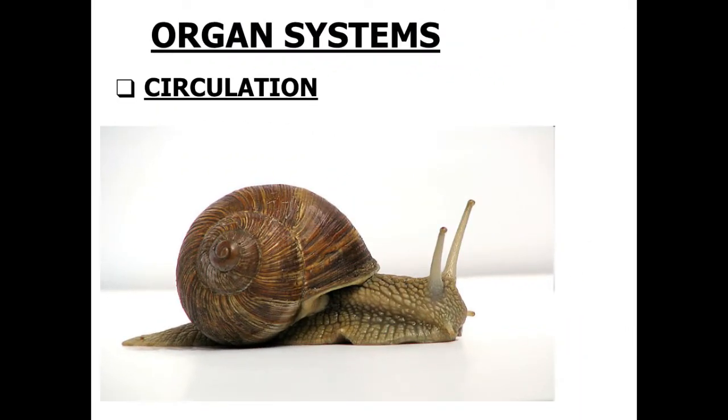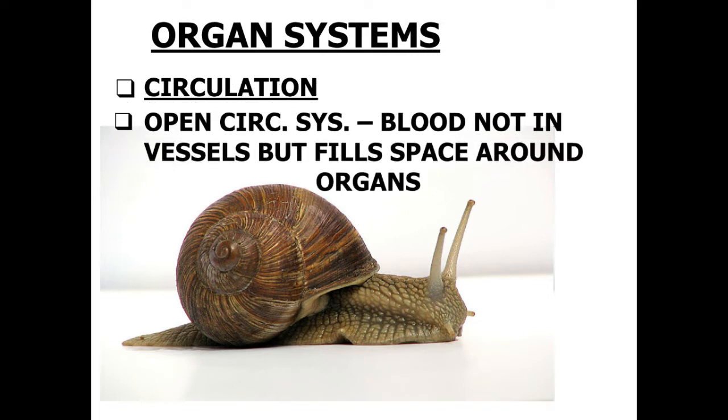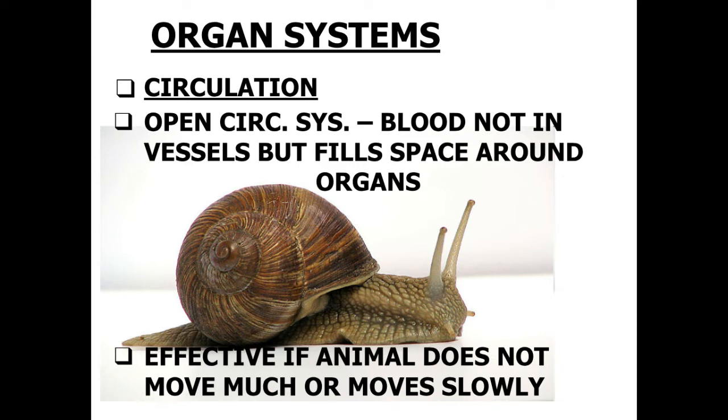Next is circulation. Most mollusks have a three-chambered heart and an open circulatory system. The blood in an open circulatory system does not stay completely within vessels, but instead fills spaces around the body organs. This is an inefficient system because the blood cells that have the oxygen and the nutrients are competing with all the other fluid cell things in that mantle cavity to get to where they need to go. But it's okay if the animal doesn't move much, like a clam, or moves very, very slowly, like a snail.